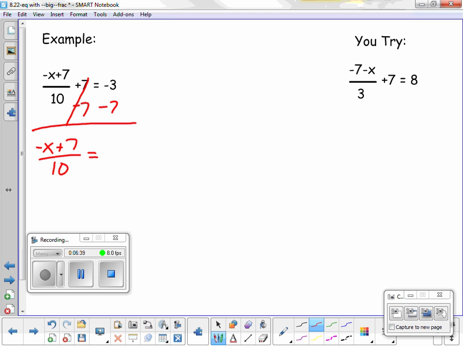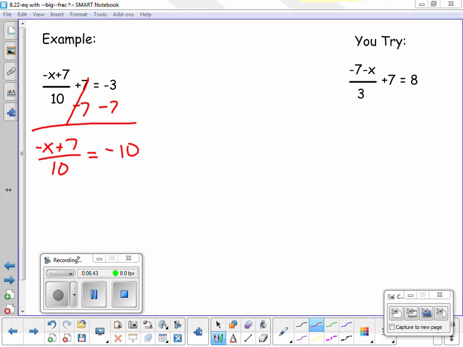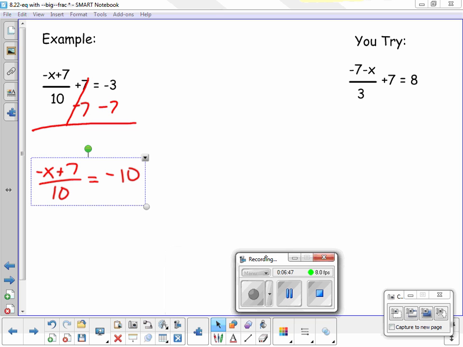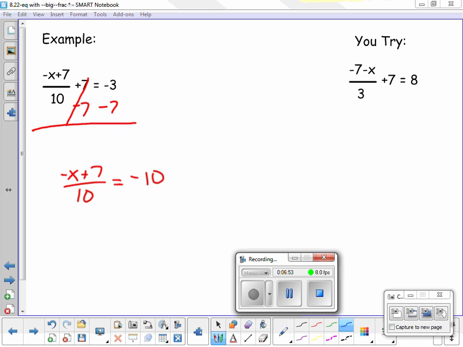And then negative 3 minus 7 is negative 10. So now, let me move this down some. I have just a big fraction, and I want to set it equal to negative 10. I want to get rid of the big fraction, so I multiply by 10 on both sides, because that's what the denominator was. Bring down what was up top, and negative 10 times 10 gives me negative 100.